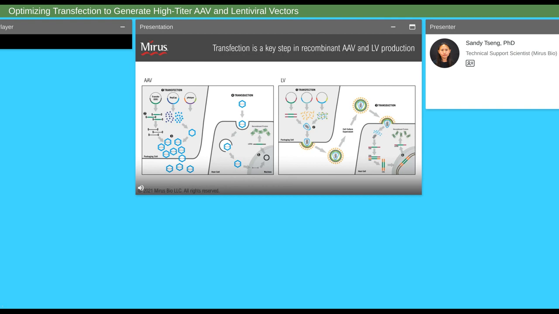So to remind you, AAV and lentivirus is often produced through transient transfection of 293 cells, which is step 1 here in these diagrams. And the AAV and lentivirus is collected post-transfection and is further processed.